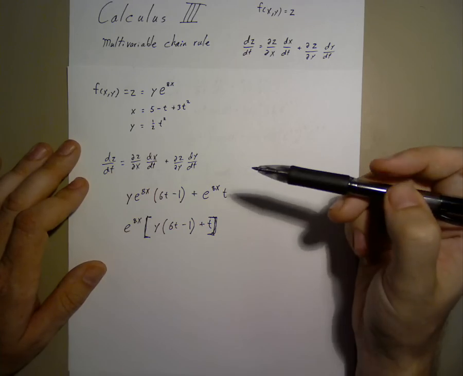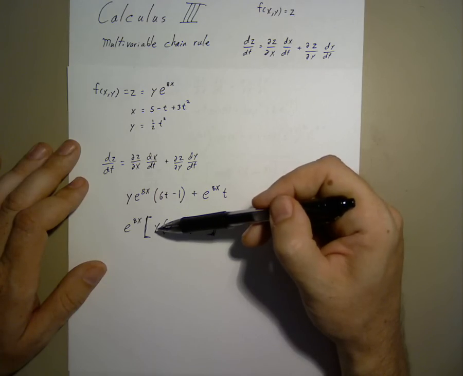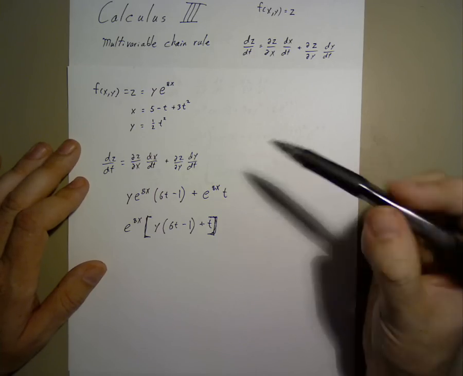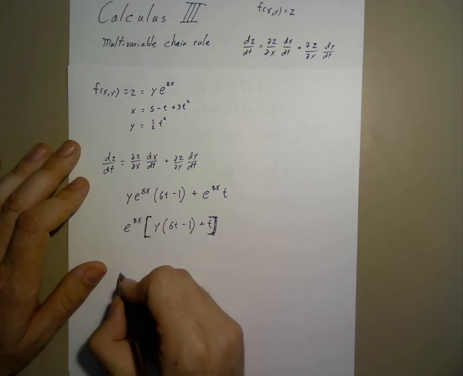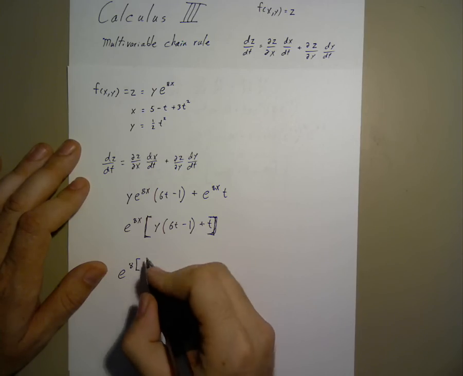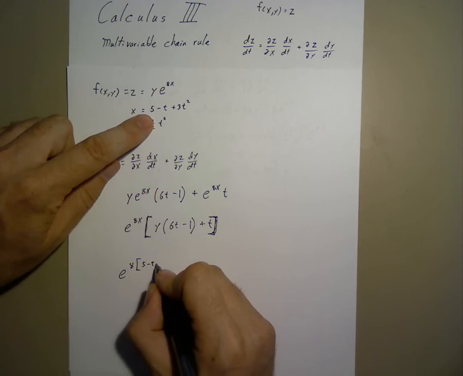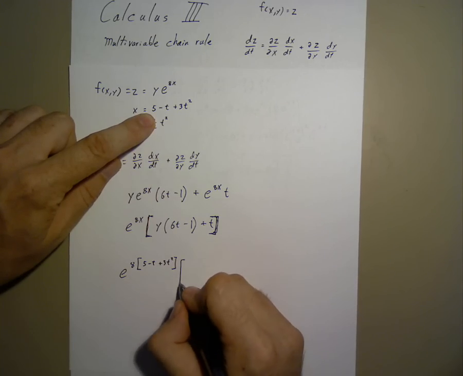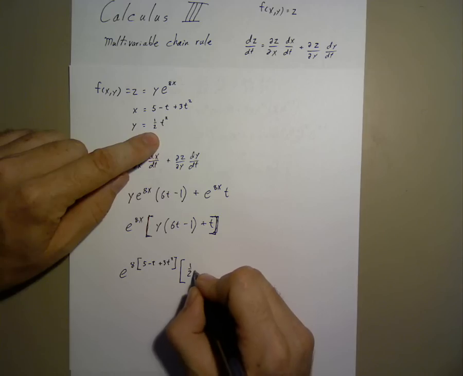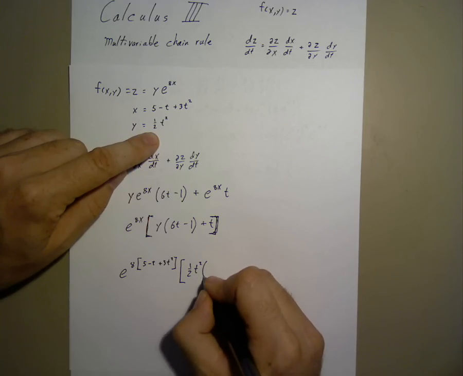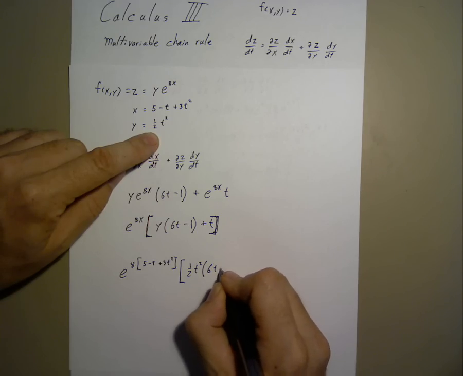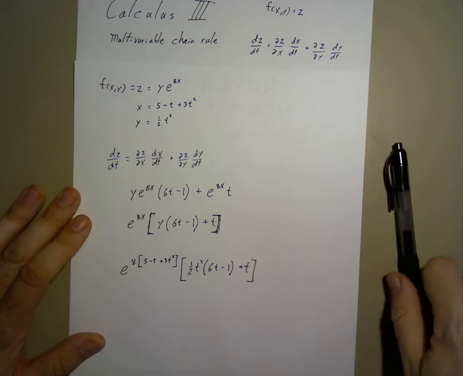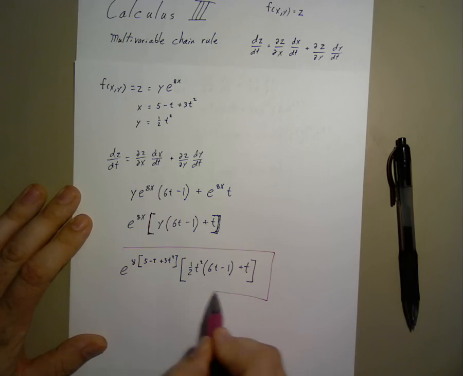Finally, we need to substitute in our values for x and y. We could leave it as this, I suppose this is true, but we want it properly in t. So I'll substitute in e to the 8x, which is 5 minus t plus 3t squared, times y, which is 1/2 t squared, times 6t minus 1, plus t. While further simplification is almost always possible, that is sufficient for our purposes.